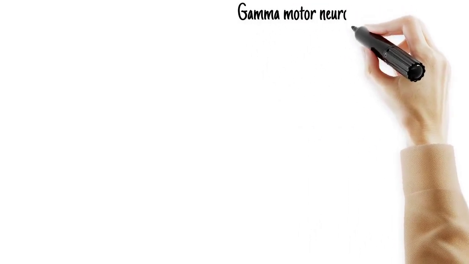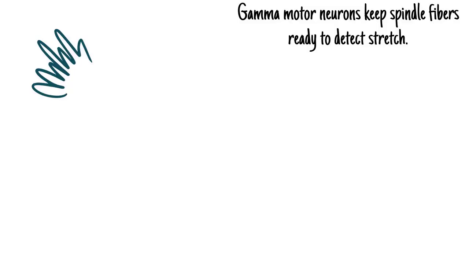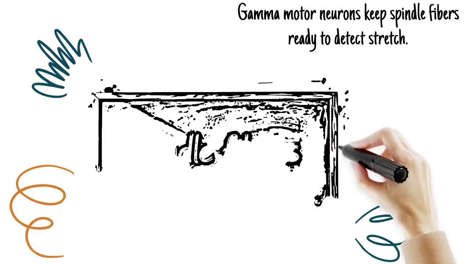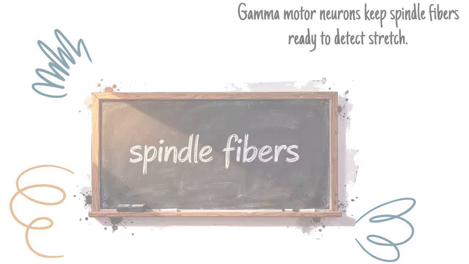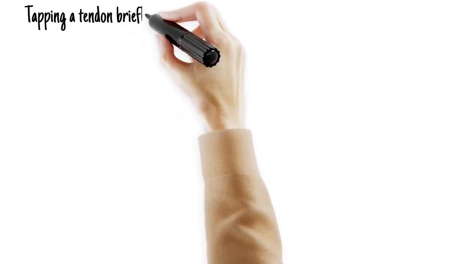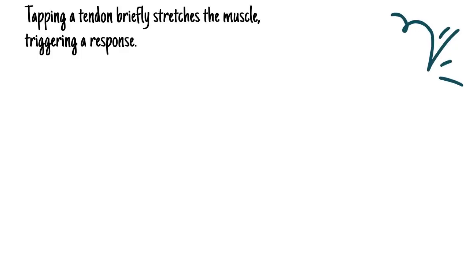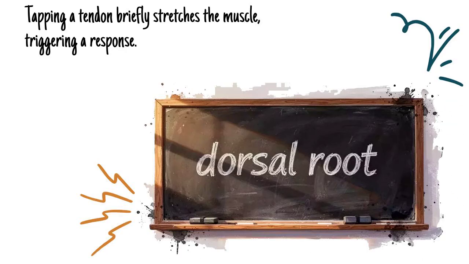Smaller gamma motor neurons innervate these spindle fibers. Some gamma motor neurons are active even at rest, keeping the spindle fibers slightly taut and continuously primed to detect any stretch. When a tendon is tapped, the underlying muscle stretches briefly. The spindle detects this stretch and immediately fires signals through IA afferent fibers, which travel into the spinal cord via the dorsal root.